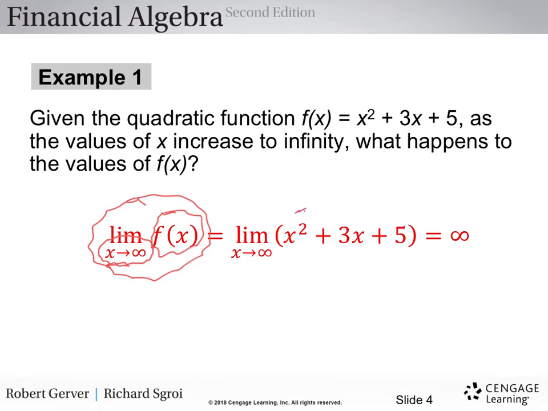Well, as x gets really big, x squared gets even bigger, 3x gets big, 5 has very little effect on this, but basically the most impact is the x squared. So as x gets really, really big, if you square it, you're going to get a number that's really, really big, or in other words, the limit is infinity, or a really big number.